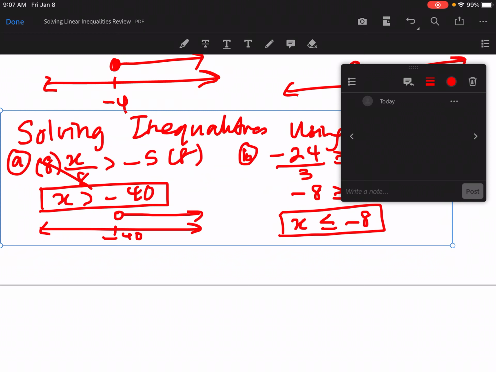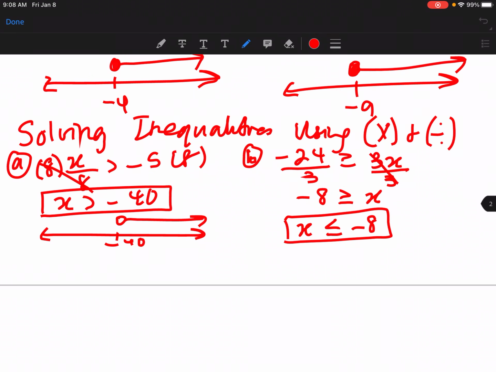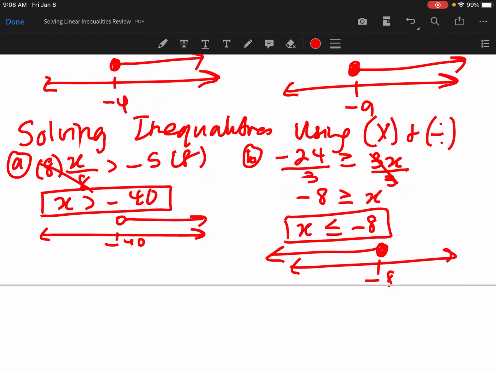And to draw my number line, I'm going to draw my number line here. I have negative 8. It's going to be a closed circle because it has the equal sign underneath the less than, and it is pointing to the left side.